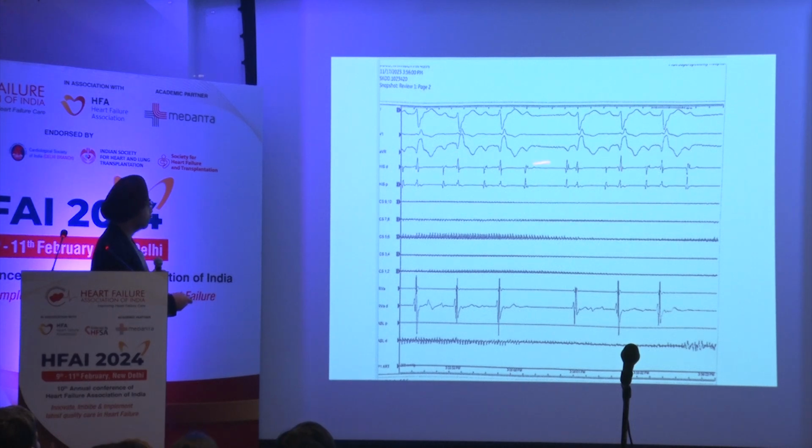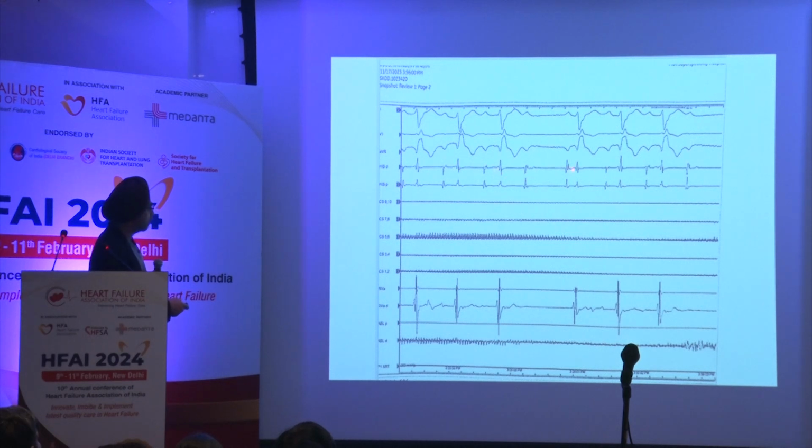So this is the His bundle catheter. So this is the A and this is the A, and this is the H. You see, this is the H, right? Can you appreciate A, H, and V? So this is A, this is H, and this is V, right? So you can see the HV is markedly prolonged. AH is short. So this is the H, this is the H, HV is prolonged.